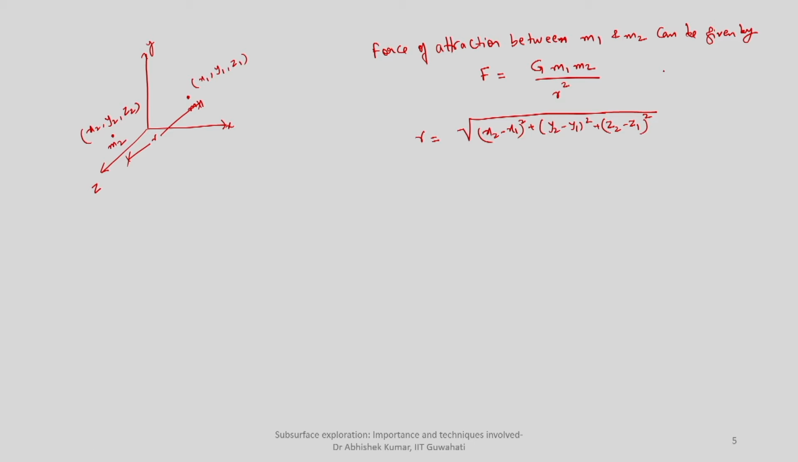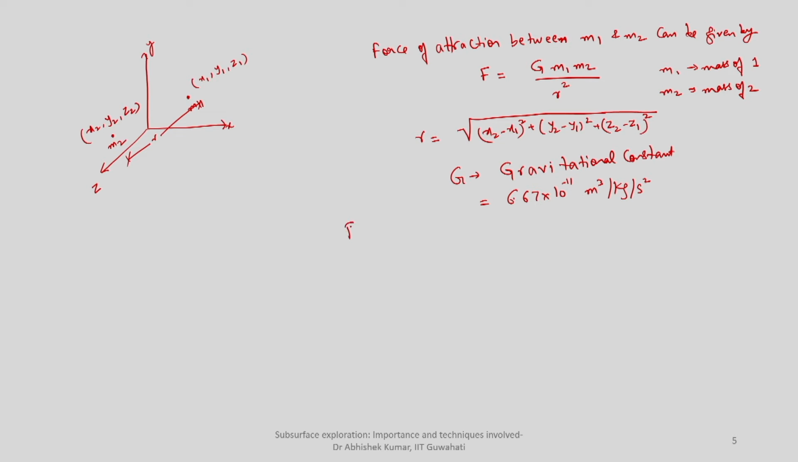Now, m1 is the mass of 1, m2 is the mass of 2, G is the gravitational constant, having a value of 6.67 into 10 raised to the power minus 11 meter cube per kg per second square.